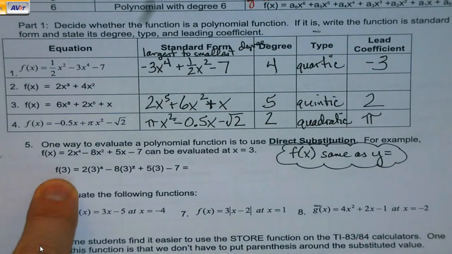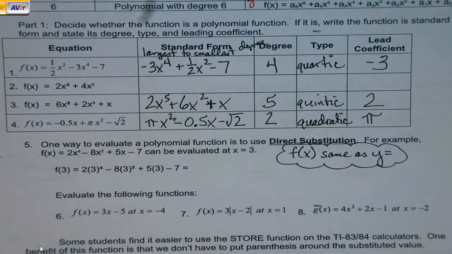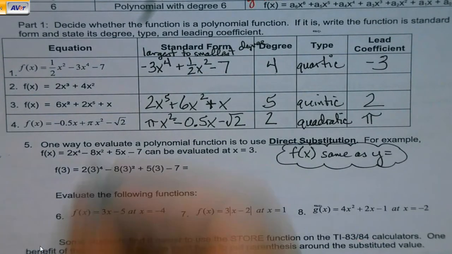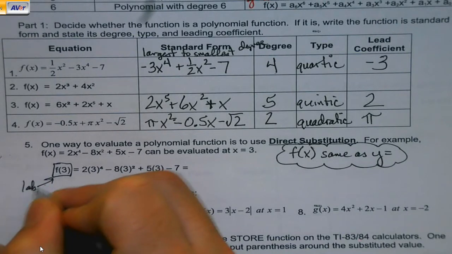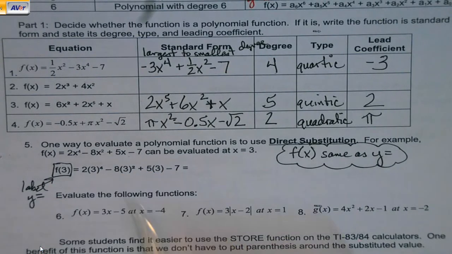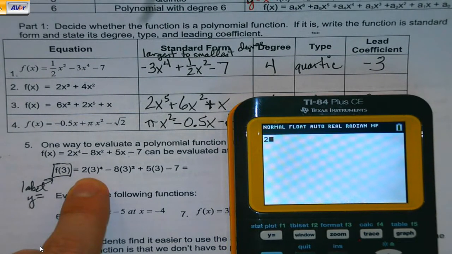So instead of just saying y equals, sometimes we may say f of 3. It doesn't mean we're solving for f. It just means, hey, the number that's in the parentheses, I'm going to plug that in everywhere that there's an x. Okay, so this is just a label for y equals. Okay, nothing to solve.